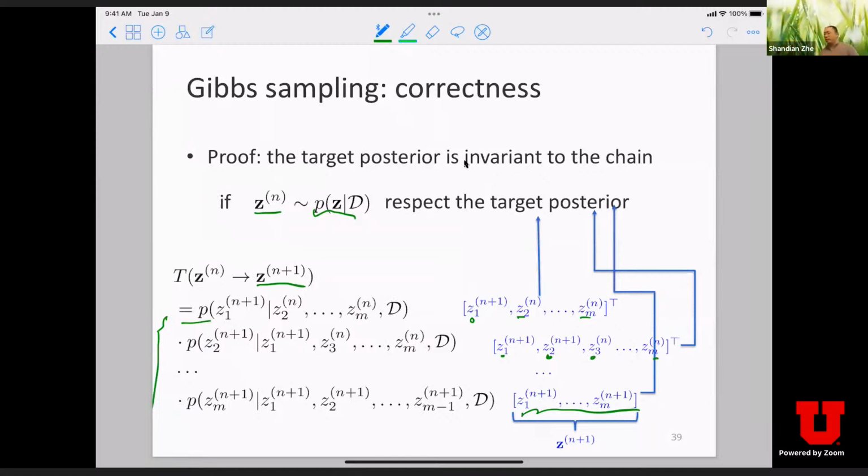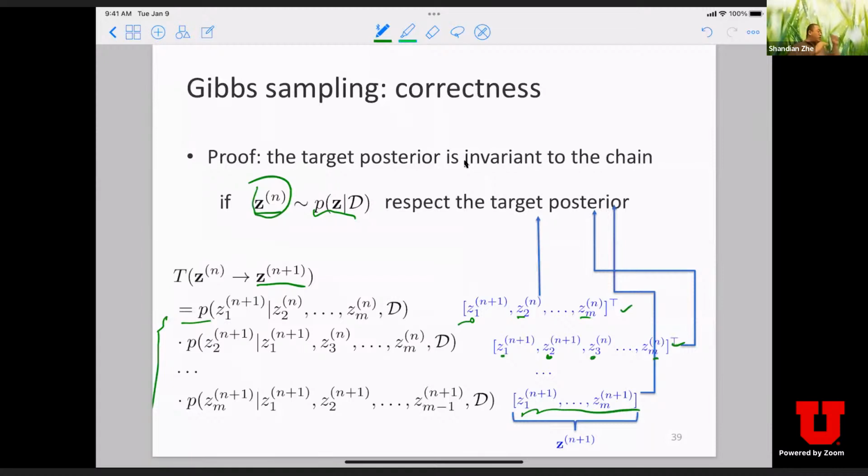So we want to claim that for each of these intermediate states, if the initial state Zn really comes from the posterior, each intermediate state will follow the posterior as well.